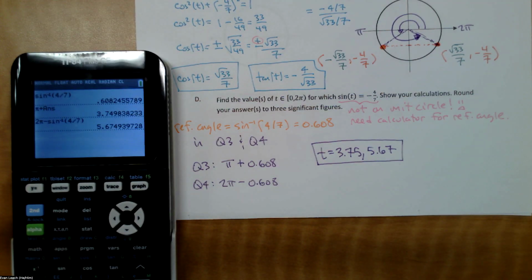Don't worry about the sign, positive or negative, when you're using your calculator for the reference angle. Just the sign, plus or minus, tells you the quadrants that you need to put the reference angle into.